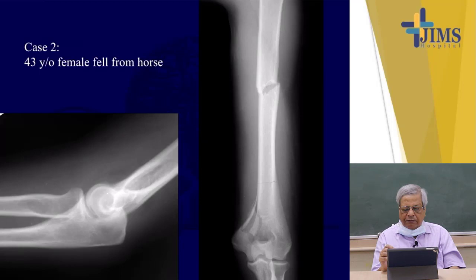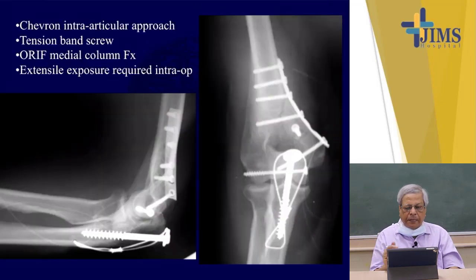This female fell from a horse. There is a fracture here and there is a fracture here. There is an intra-articular fracture plus a fracture here. You can call it a segmental fracture. The chevron intra-articular approach, this is a tension band screws for the olecranon osteotomy. After exposure, this fracture is fixed by open reduction internal fixation with a contoured plate. You can see that this plate is bent like this, plus 1 interfragmentary screw.